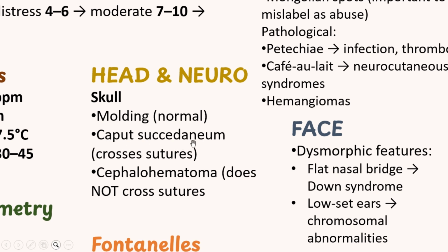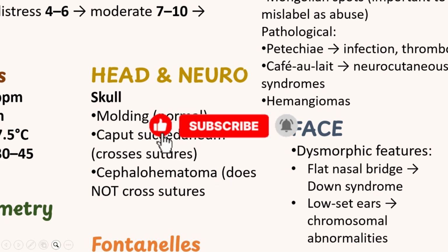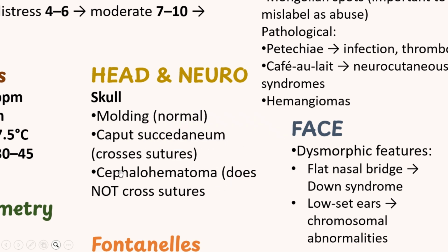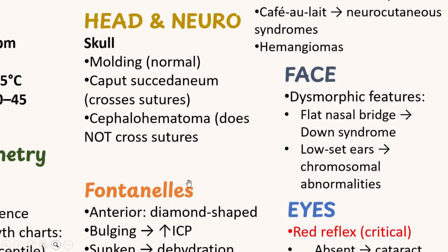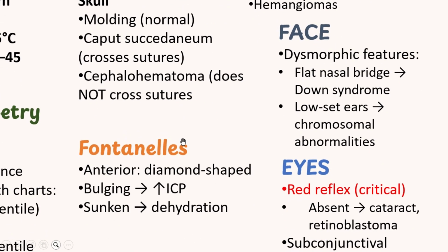Then we have caput succedaneum, and we shall look at these when we look at birth injury, but this is basically bleeding within the scalp. And then we have a cephalohematoma, which is also like this, but the difference is the region where the blood is seated. For caput, it's going to be crossing sutures, and for a cephalohematoma, it's not going to cross sutures. And if you ask me which one is more deadly, I'll tell you it's the cephalohematoma, and we shall see why. But if you know why, then feel free to drop it in the comment section.